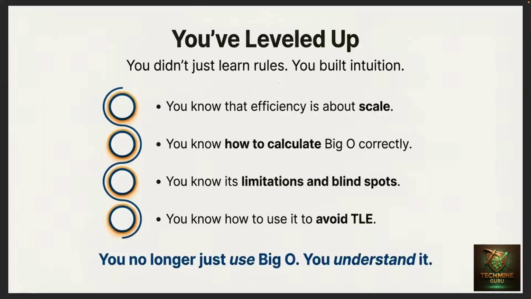So today you didn't just memorize some bookish rules, you built intuition. You now know that efficiency is all about scale. You now know how to calculate BIGO correctly. And most importantly, you know its blind spot and how to use it to avoid that nasty TLE error forever. Earlier, you were just writing code. Now you understand the cost of every line you write. You are no longer just using BIGO. You understand it, and that's a massive difference.